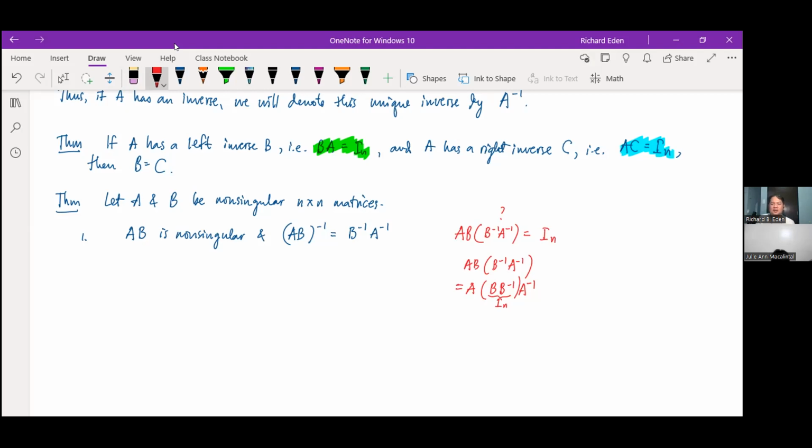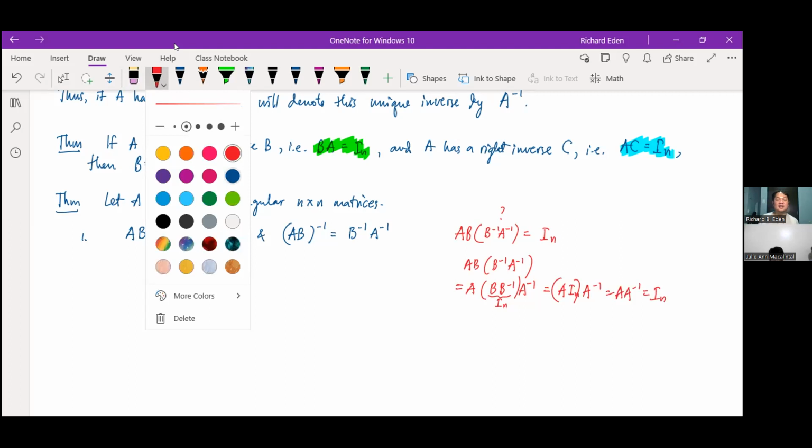So if we continue, it's going to be A I sub n A inverse, and we could do that first, but then that's going to be A inverse. So in the end, it's going to be I sub n. And the thing is, because we talked about how the inverse is unique, as soon as you find a candidate, that's it, there's no other. And here we have identified a candidate, which means there is nobody else. So the inverse is B inverse A inverse.